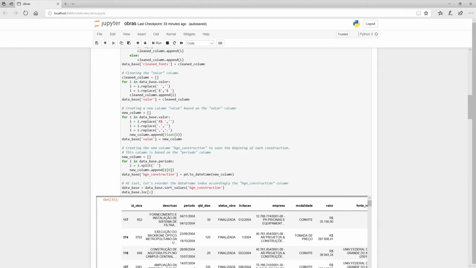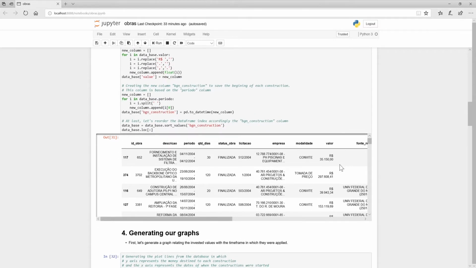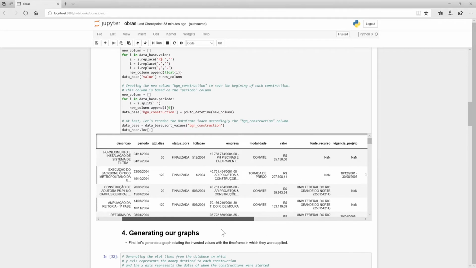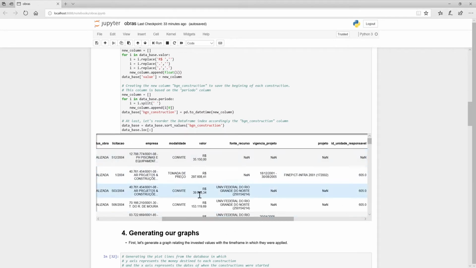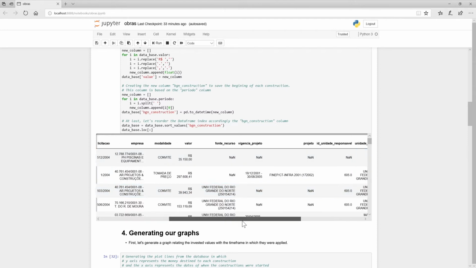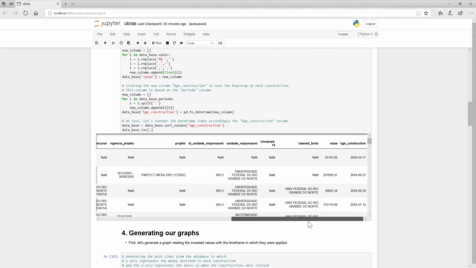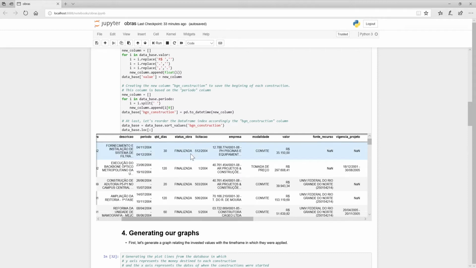The main columns that we are working on are the resource fonts of the money, the people that give the money to the university so the constructions can start, and also the amount of money they give. So these are the two main things that we are analyzing on this project.